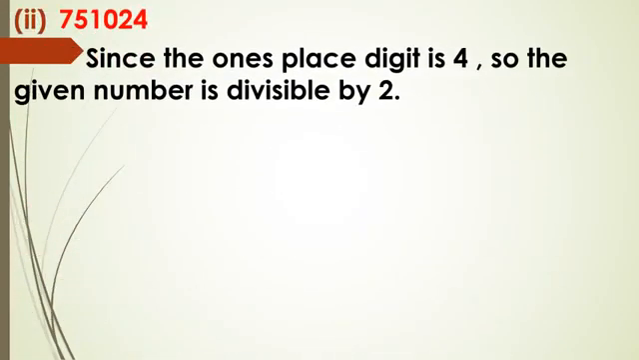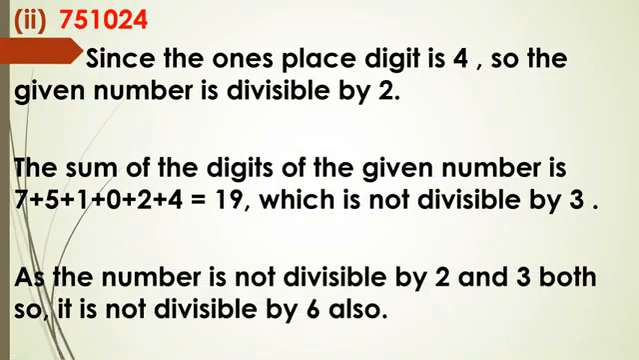It is 7,51,024. Now in this, see, ones place digit is 4. 4 is divisible by 2. That means the number is divisible by 2. Now check by 3. Find out the sum of all its digits. It is 7 plus 5 plus 1 plus 0 plus 2 plus 4 equal to 19. It is not divisible by 3. Is 19 divisible by 3? No. 19 is not divisible by 3.